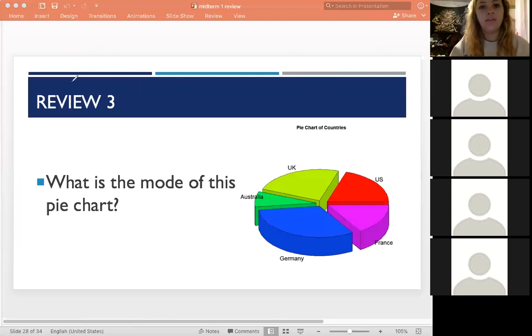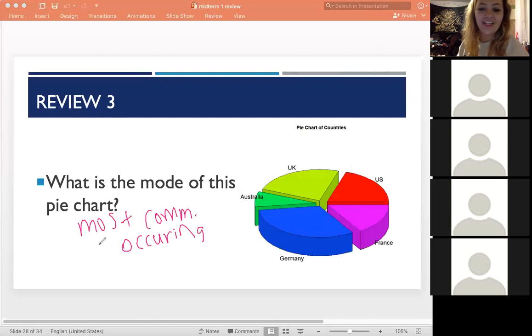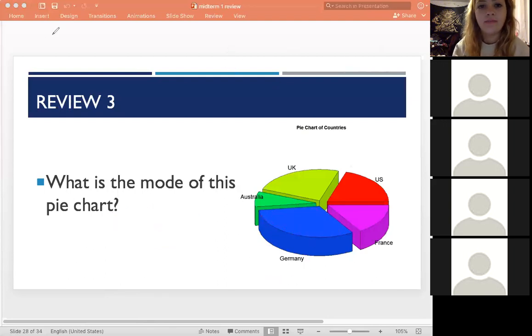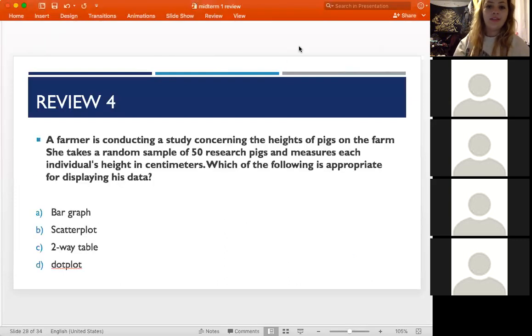Great job. Germany is our answer. For this one, you just want to look for the biggest piece of pie, just like you do at Thanksgiving. Where'd that big pie at? So you find the mode of this pie chart. It's going to be the most commonly occurring, so obviously that's going to be the biggest slice, which is looking like Germany. Germany be taken over. So our answer is Germany. Good job. Amazing. All right, let's do another one.